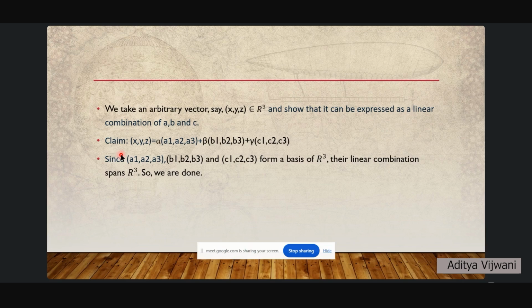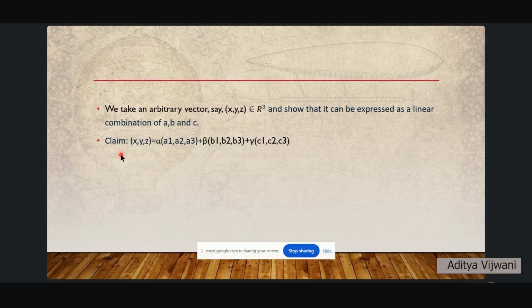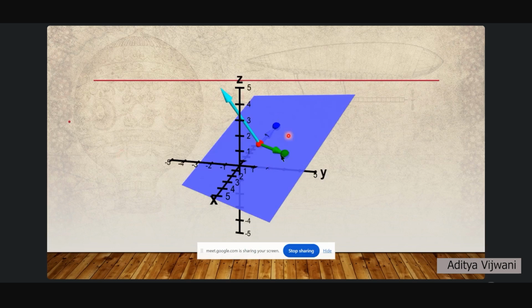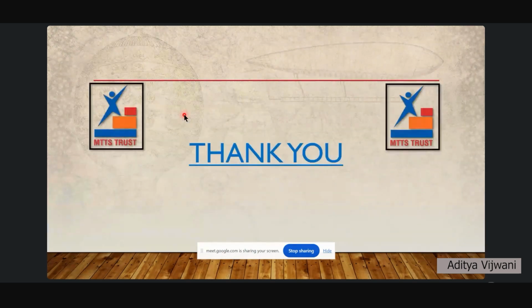So we saw origin, lines passing through origin, planes passing through origin, and in the last, spanning of all of R3, as the subspaces of R3.